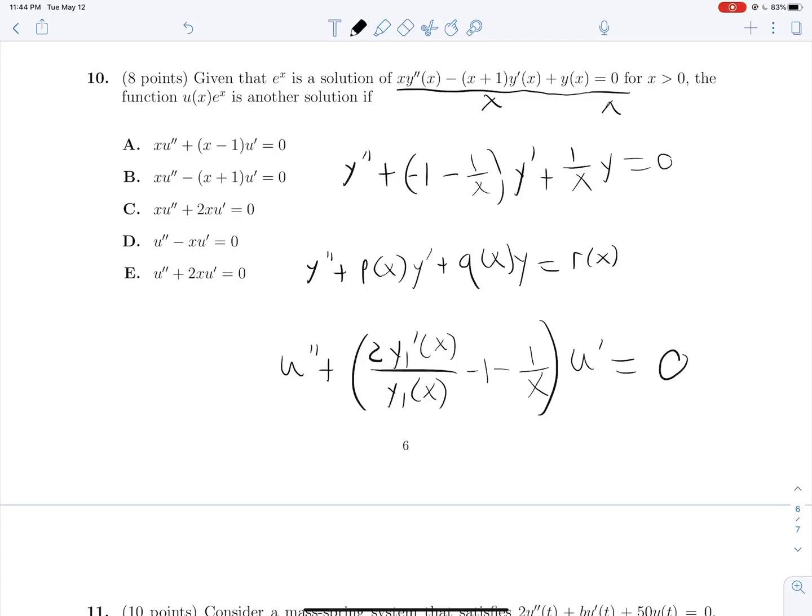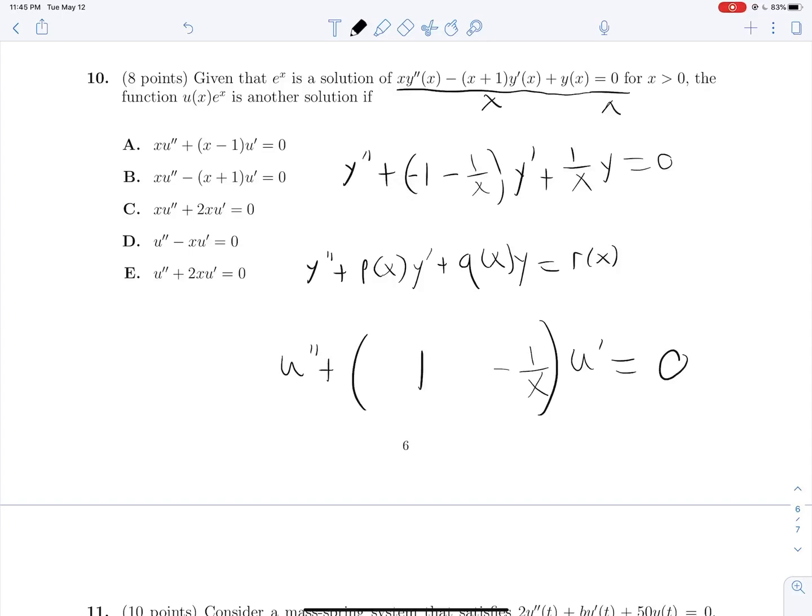But then we've got this y1 and y1 prime. Well, we know that e to the x is a solution, so that is the fundamental solution that we're working off of to get this second solution. So that will be our y1, e to the x, and the derivative of that is just another e to the x. So this gives us 2 minus 1, so 1 minus 1 over x times u prime.